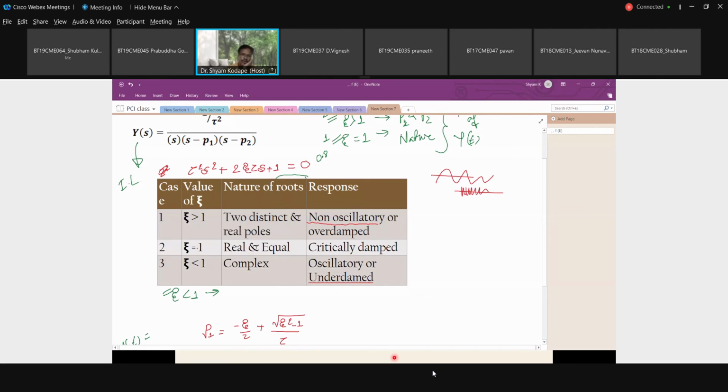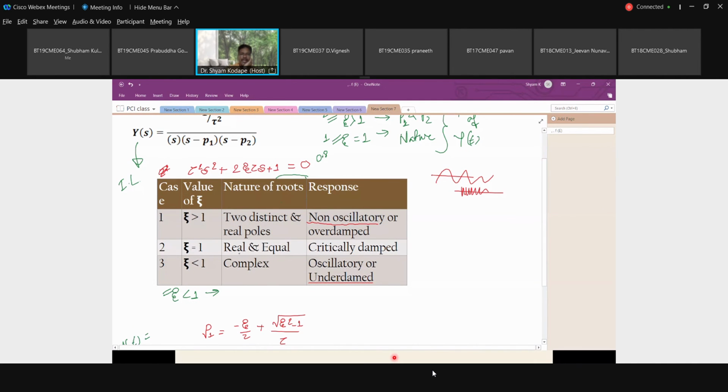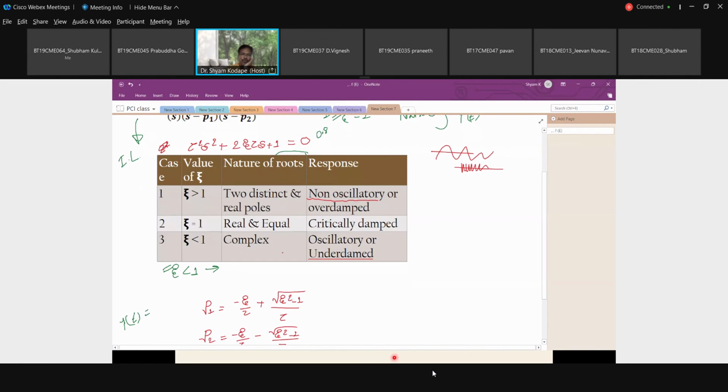Now substitute xi equal to 1. 1 minus 1 is 0, it will cancel, 1 by tau will be there. Here also this term will vanish, 1 by tau will be there. What will be the nature of the roots? Real and equal. So P1 will be 1 by tau and P2 will also be 1 by tau. They are real and equal. In that case the response will be critically damped.